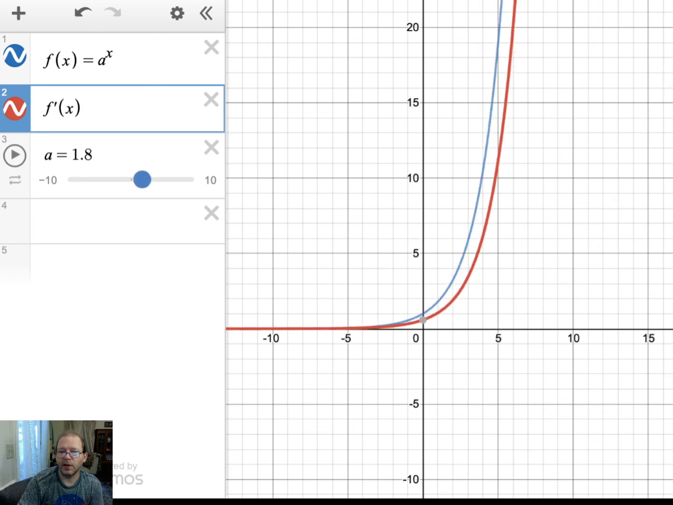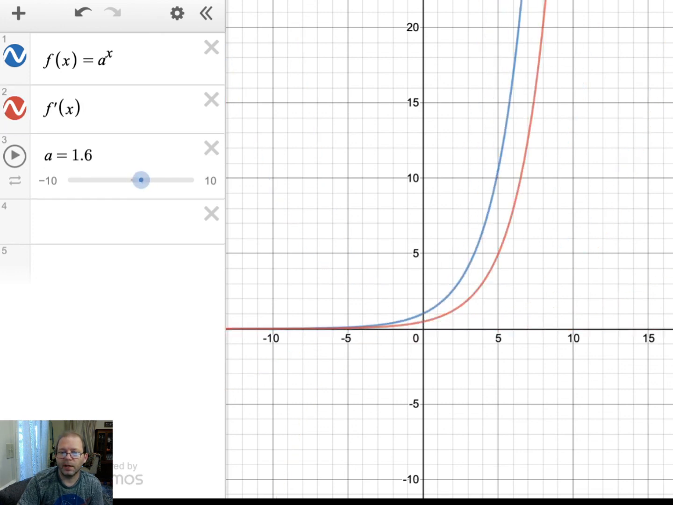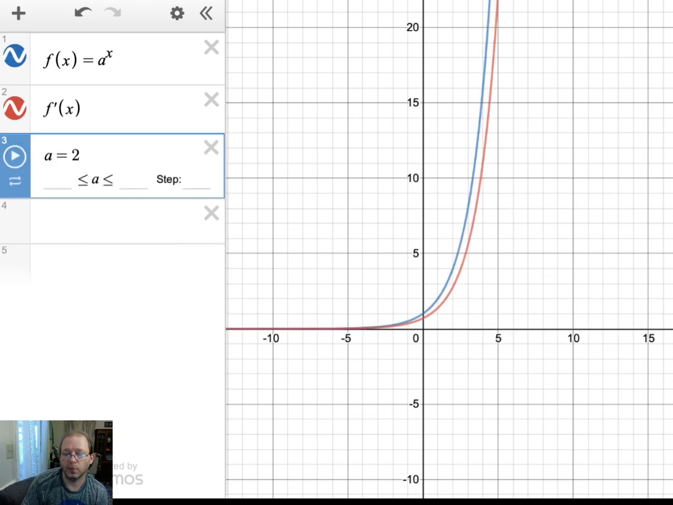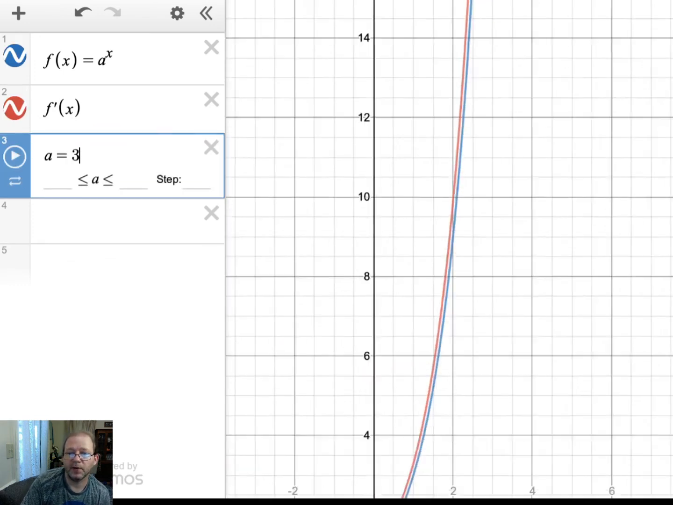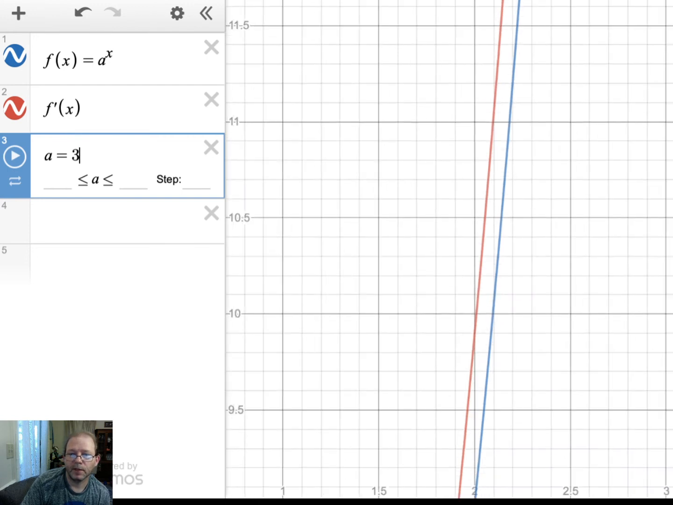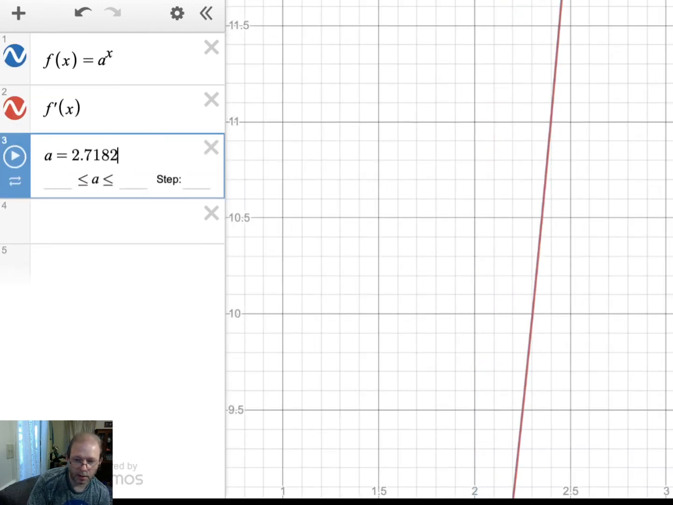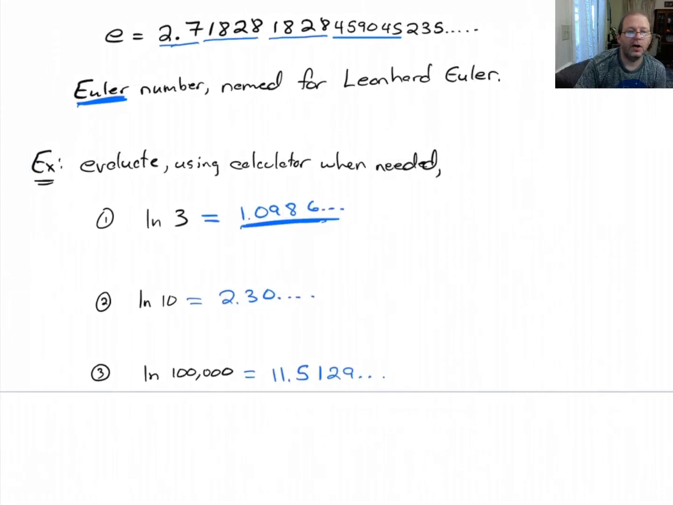And if I start moving this around, if a is, say, 2, notice the slope graph in red is less than the blue graph. If I switch it to 3 or 4, it's bigger. With 3, it's kind of hard to see, but it's barely bigger. e is the place where those two graphs lie exactly together. And that's a big deal in calculus, but you'll see that next semester. All right, that's it for this video.